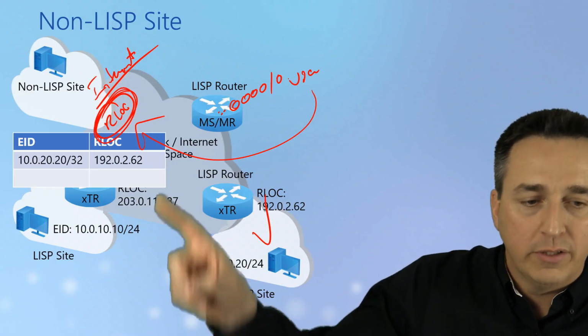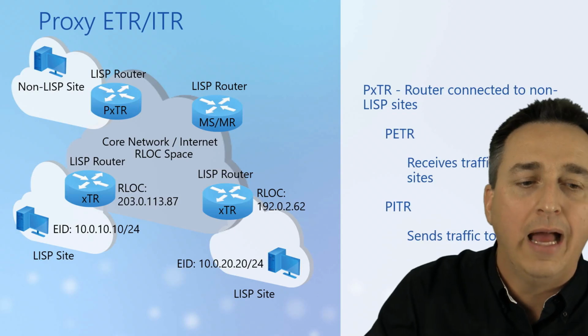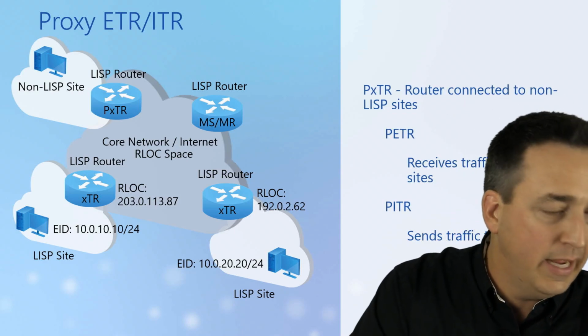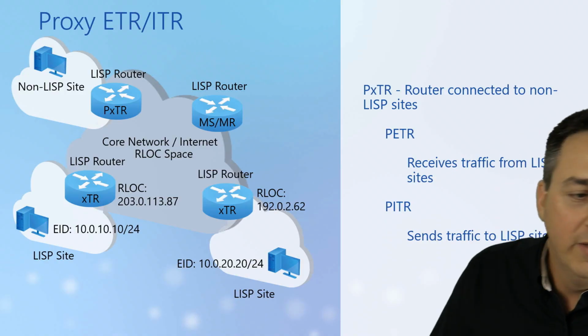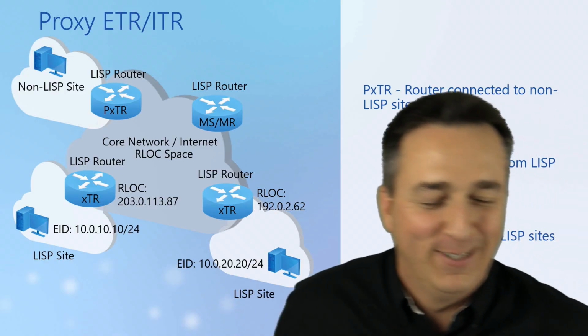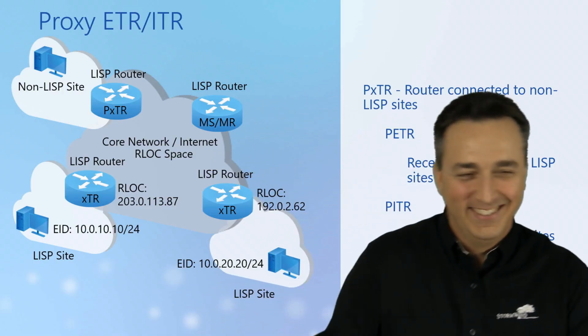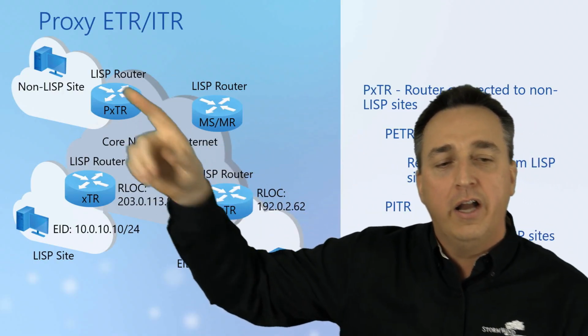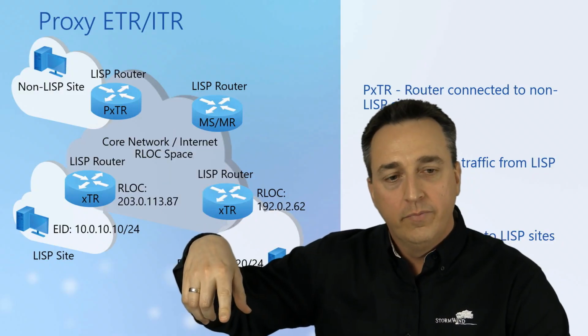So we need a router sitting there. And what do we call that router? We call it a PETR and a PITR. Again, I don't make up these names. I just teach you about them. PETRs and PITRs. So we've got a proxy ETR and a proxy ITR.